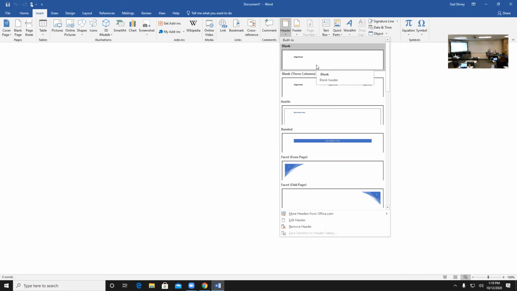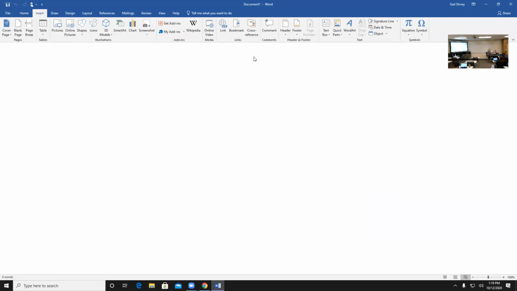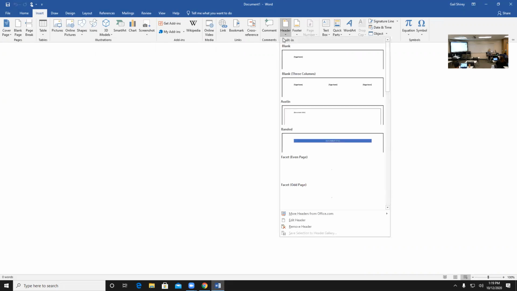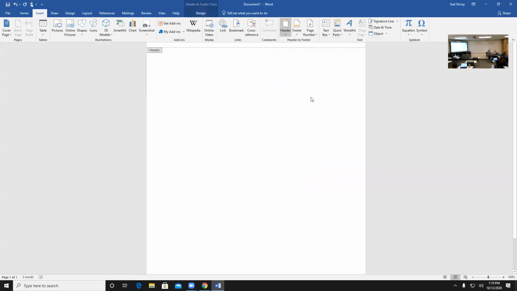Let's see. I don't think so, but we'll look. No, it's usually insert. Okay, let's see if I can work around it. Normally it's not shaded out, so that's where I would start, but let's work around this. We're gonna insert a header, and it gives me some choices, because it does. So let's do this. So we'll do blank.